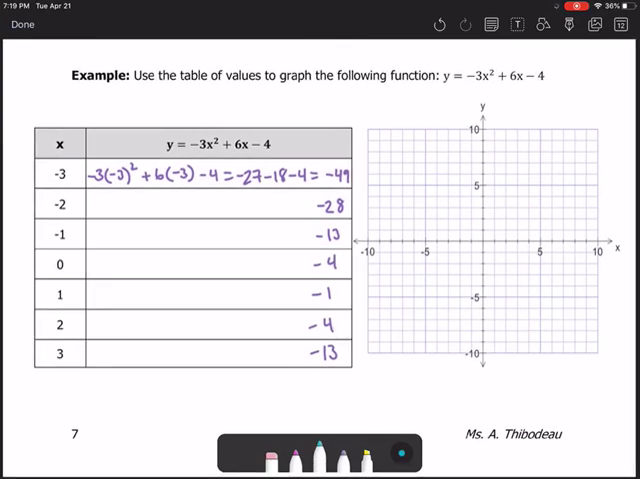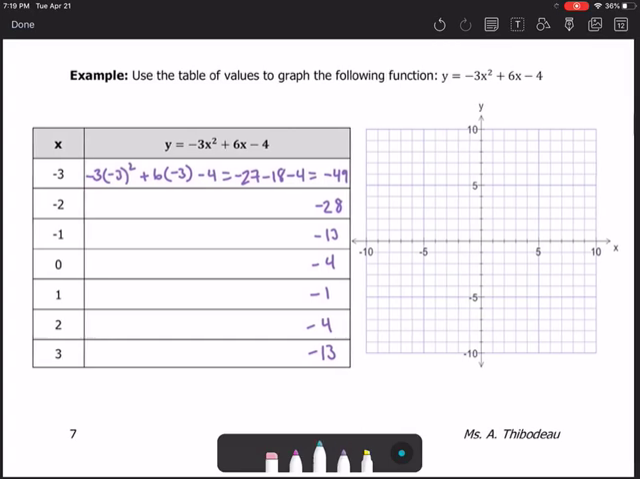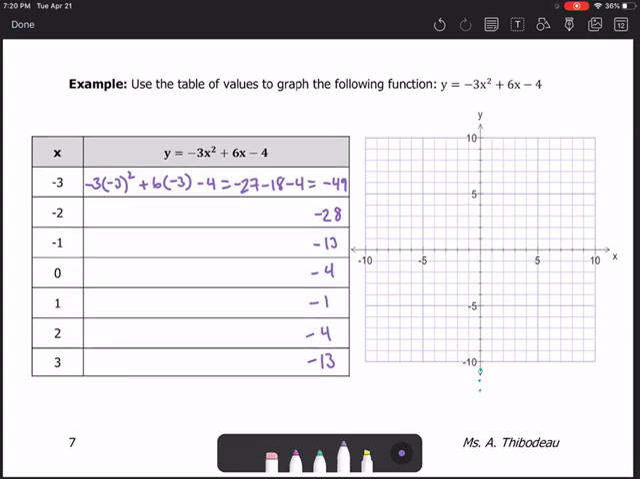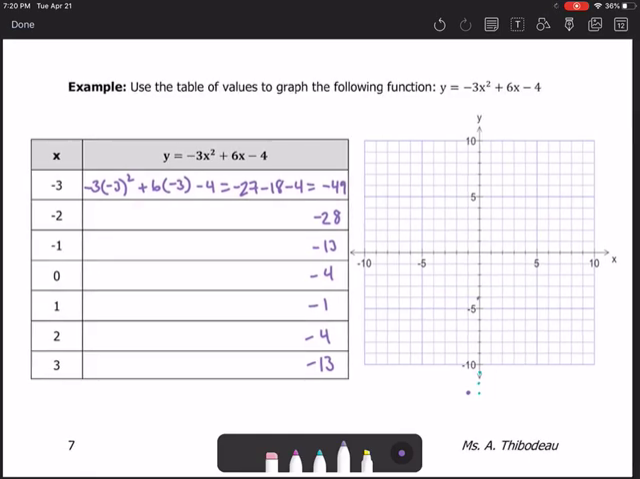So, we are going to take a peek. We're going to start and plot our point, -3, -49. Yeah, best of luck. We're not plotting that. What about -2, -28? Oh, no, not really a chance there. But what about -1, -13? Again, doesn't really fit on the graph, but just to kind of have an idea of where it would be, let's do it. And it would be ish there. Okay. 0, -4. Oh, we could plot that like nobody's business. 1, -1. 2, -4. And 3, -13.